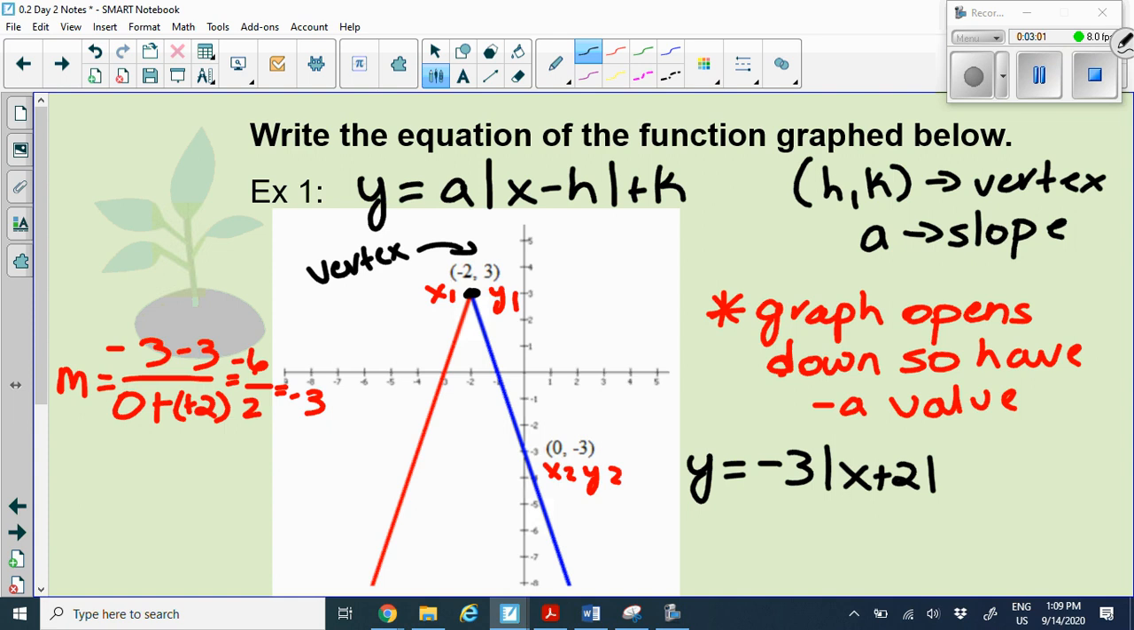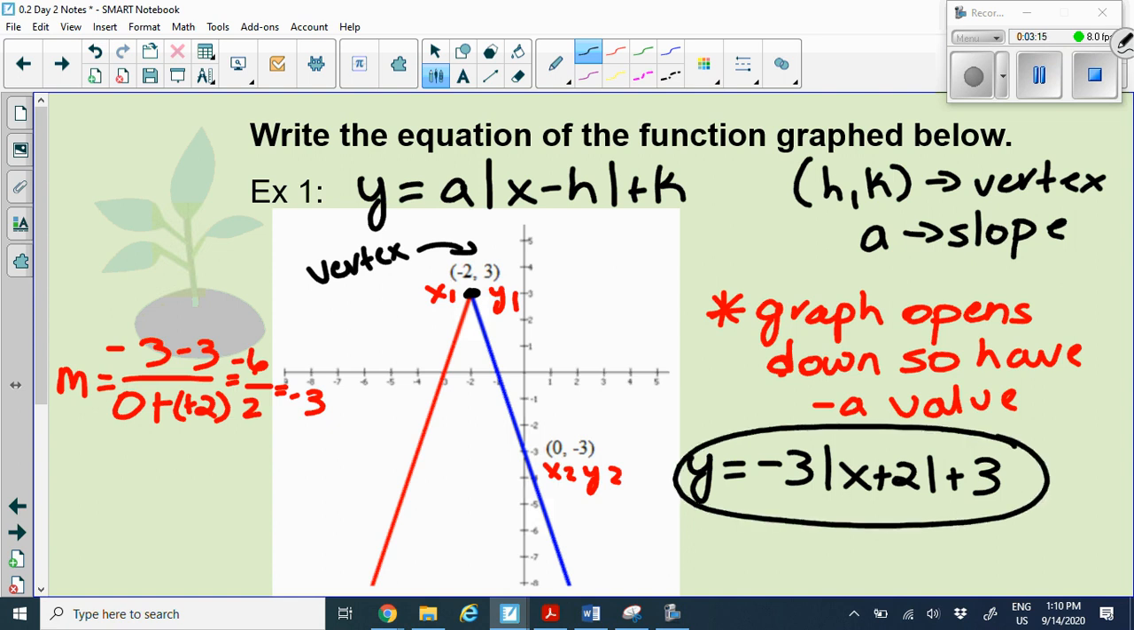And then for the 3, that's positive, so how are we going to write that? Are we going to write it as a positive 3 or negative? It should be plus. So remember, your h value is always the opposite of what you see, while k is the exact same. So then here would be our equation for this absolute value function.